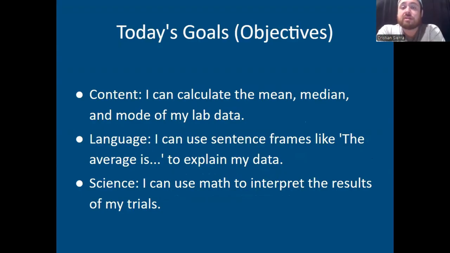Eventually you want to be able to use sentence frames. You want to be able to say the average of my data is. The average should also be understood as being the median, or sorry, the mean, I should say. And in a science context, you would be saying how your math is used to interpret the results of your data, how math can be used as a tool to understand your data better.